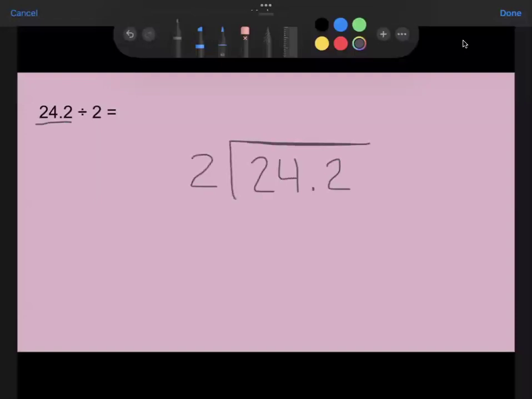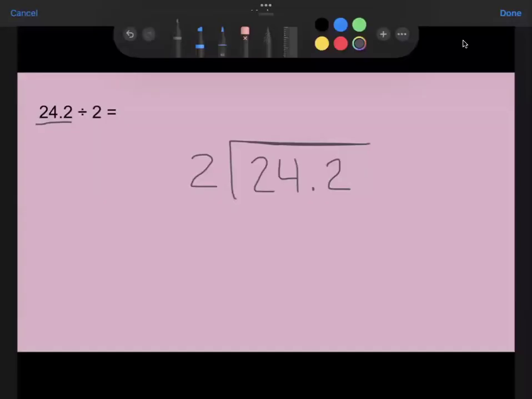So for most of this video, I'm going to show you how to be doing this using standard algorithm division. If you like to do division a different way, that's totally fine and completely up to you. But for most of this video, I'm going to show you how to do it using the standard algorithm. So when I have a decimal and I'm dividing it by a whole number, what I need to do is take care of that decimal placement first, and then I can divide like I normally would.